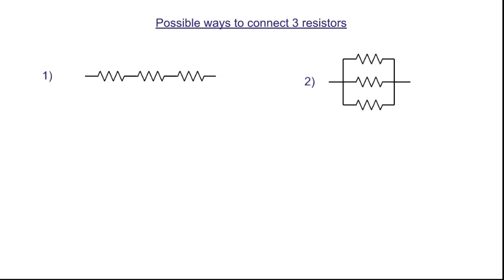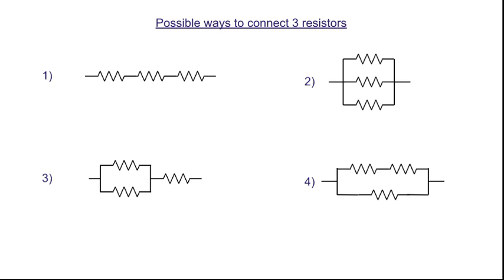Are there any other methods to connect all these three resistances? There are. We may connect two resistors in parallel and the third one in series with this combination. Here you can see two resistors are connected in parallel first, then another resistor is connected in series with this arrangement. There is one more way to connect these three resistors. In the last method, two resistors are connected in series, then another resistor is connected in parallel with the first arrangement.